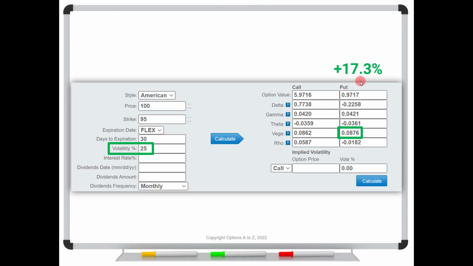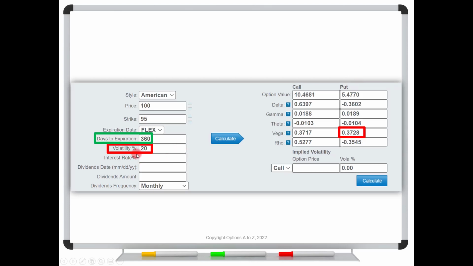Well, very rapidly compared to what? Well, let's go and do the same thing for a 1-year option. So now I've reset my volatility to 20%. I've increased the time from 30 days to 360. And yes, now we can see the Vega is 0.3728, much bigger than it was before for the 30-day option.